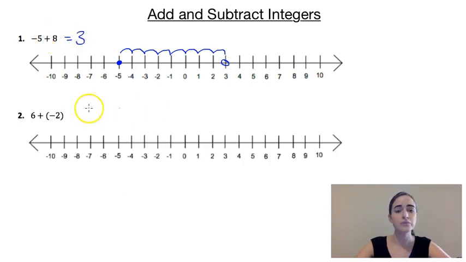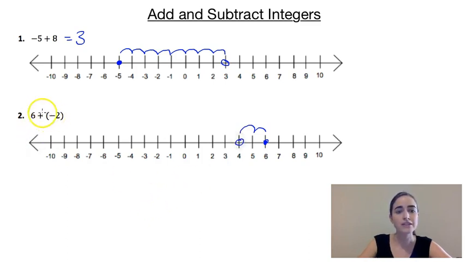Our second example is 6 plus -2. Same thing, that first number tells us where we're going to start. So we're going to start here at 6. Now when we're adding, we normally move to the right. But because we're adding a negative, we're going to move to the left instead. So we're going to move to the left 2 places and we're going to end up at 4.